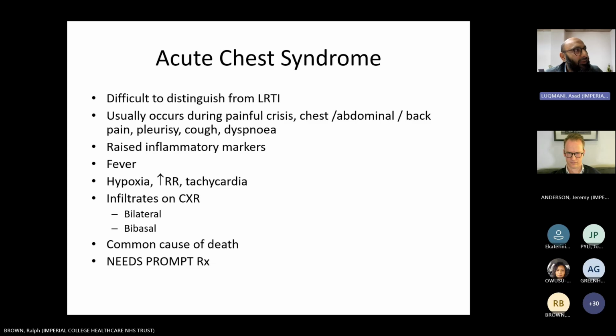And on the chest X-ray, one of the things that can be useful in distinguishing it from a lower respiratory infection is that the infiltrates on the chest X-ray and indeed the clinical signs on examining the patient are often bilateral and bibasal. However, the radiological signs may lag behind the clinical presentation, so it's important that we don't rely on a radiological diagnosis and that we use the clinical features to determine whether the patient may be having an acute chest syndrome. Next slide, please.